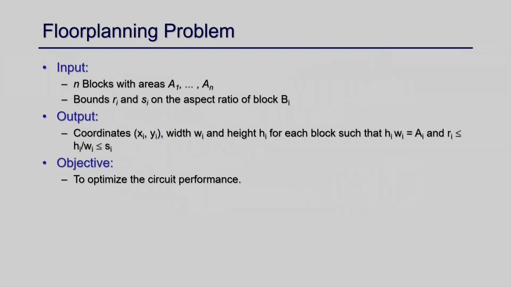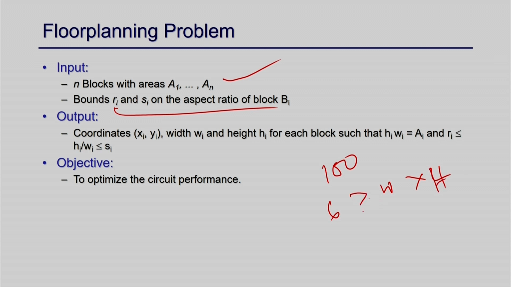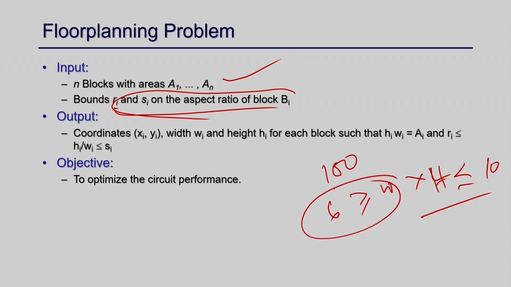So, if you define the problem, you have n blocks of given area, I know only the area, and I also have some aspect ratio bound. If you have, say, 10, your length may be minimum, say 6, right. So, you have to find W and H, the width and height. So, your width should be greater than 6, or say height less than 10, right. If you are given those kinds of constraints on the aspect ratio, you cannot take a very long or very short height or width. So, you should have some minimum constraint on the aspect ratio, right.